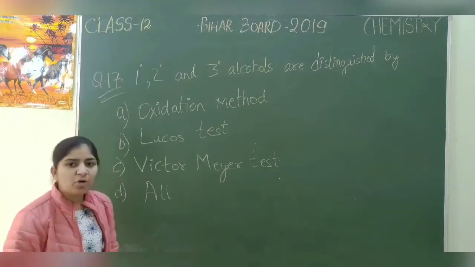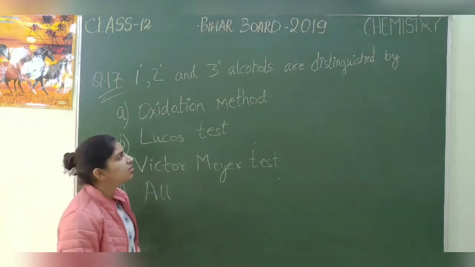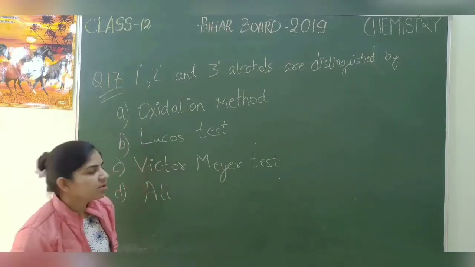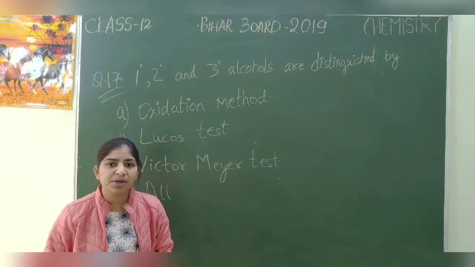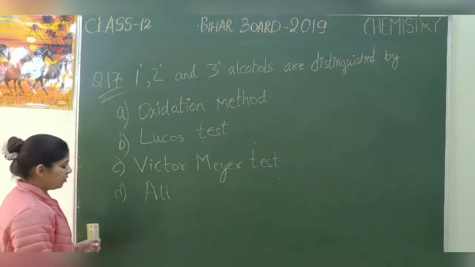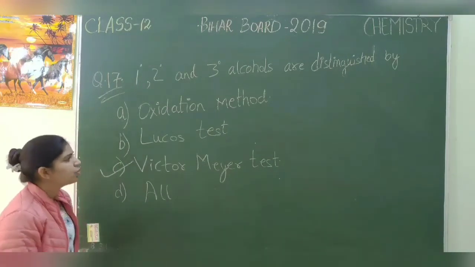Now come to next question, that is 1 degree, 2 degree and 3 degree alcohols are distinguished by. As we know that alcohols are distinguished by Victor Meyer test. So we can say that option C is our correct answer.